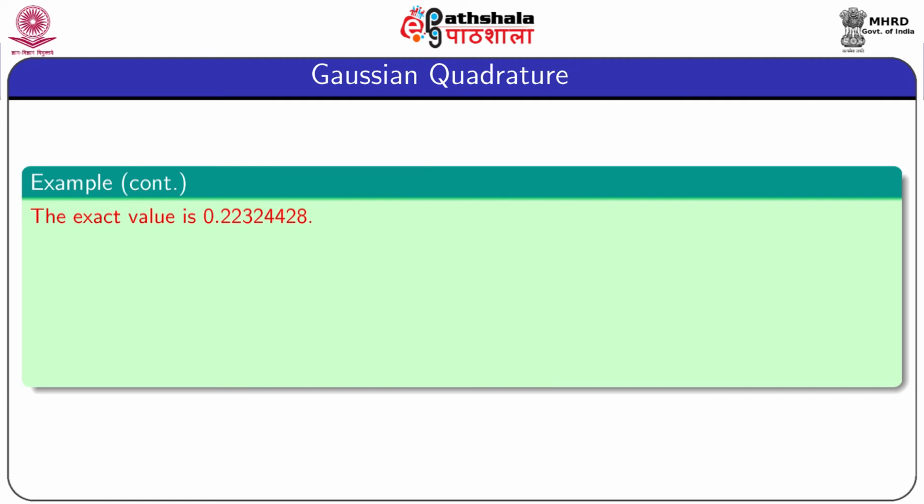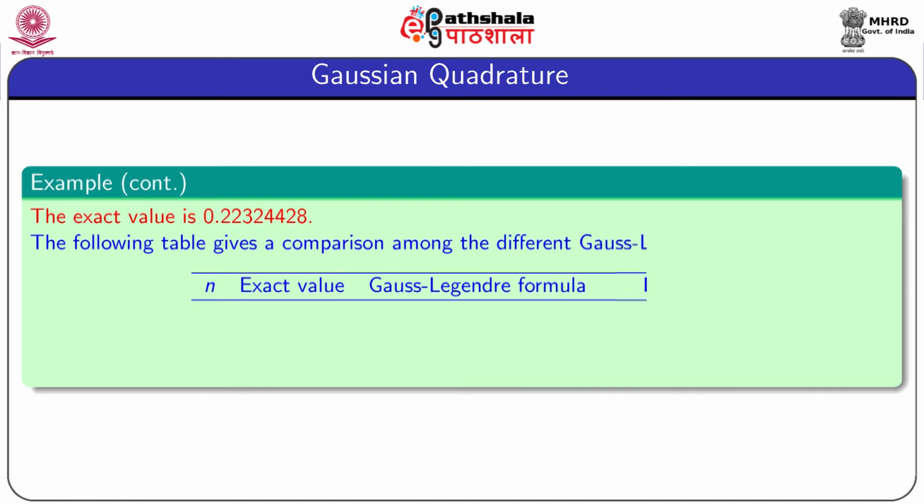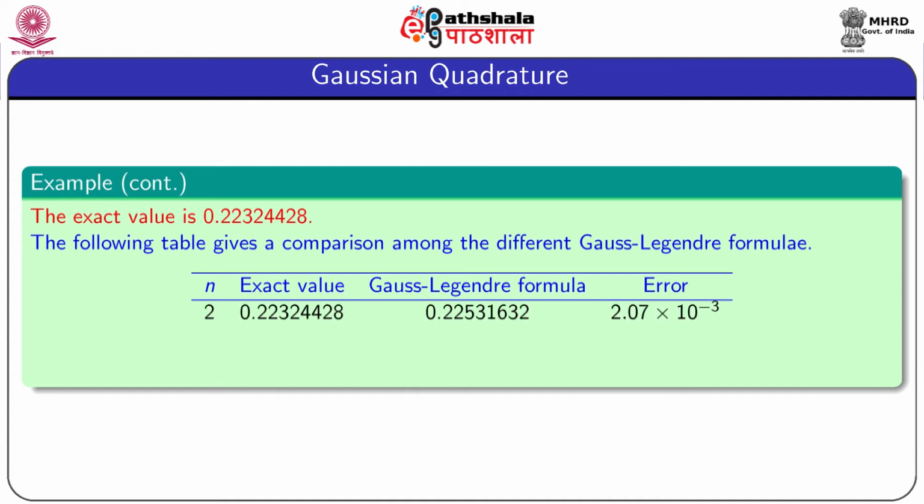The exact value of the integral is 0.22324428. Now, we compare the values obtained by the 4-point and 6-point Gauss-Legendre formulas with the exact value, and we get this table. For n equal to 2, this value is calculated in the text. The exact value is this one. The 2-point Gauss-Legendre formula gives 0.22531632. That means the absolute error is 2.07 into 10 to the power minus 3.